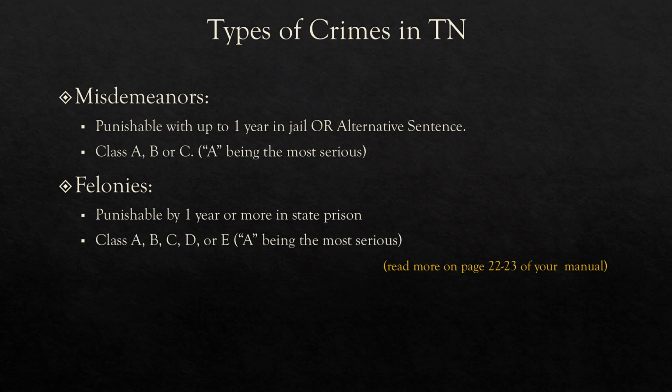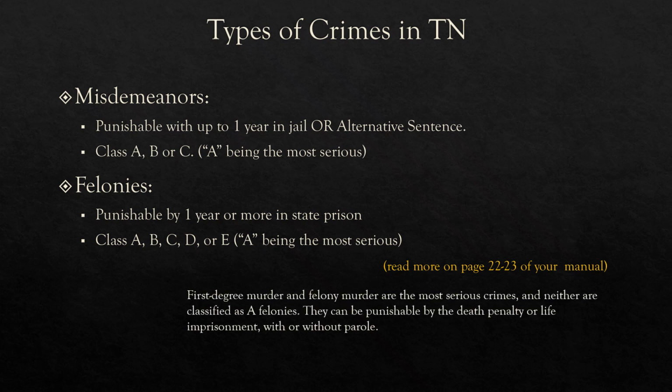Felonies are all punishable with 1 year or more in the state prison. That doesn't mean that they all are going to go to the state prison. Some parts of the state prisons are paid here at the local jails as well. They are also classified as A, B, C, D, or E, A being the most serious. You can read more about this in page 22 or 23 of your manual. Important to know, exam question.